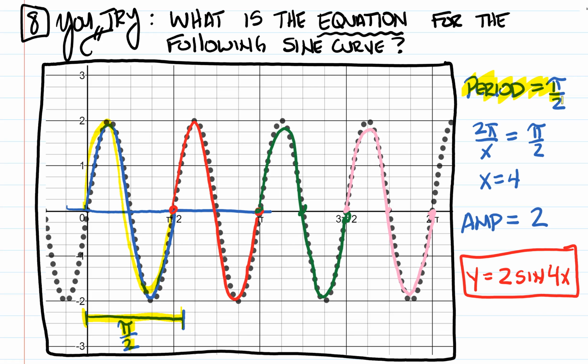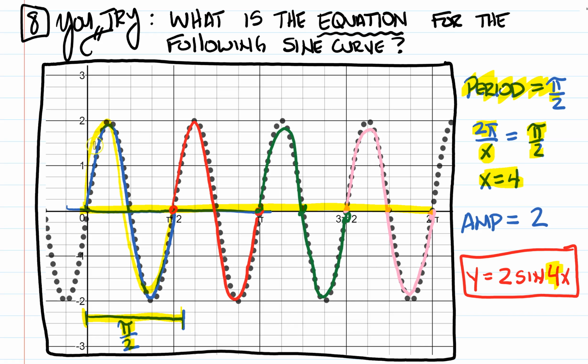But that's not what goes in the equation, because remember, the thing that goes in the equation is 2 pi divided by what number in my equation would give me that value of pi over 2, and that number happens to be 4. So that's how I knew that this was the 4 right here. And it's also to note that the 4 means I'm going to have 4 separate sine curves on a distance from 0 all the way out to 2 pi.